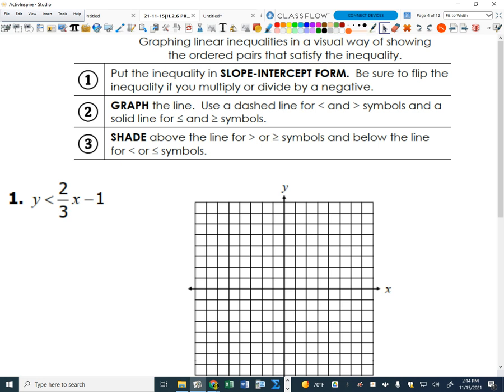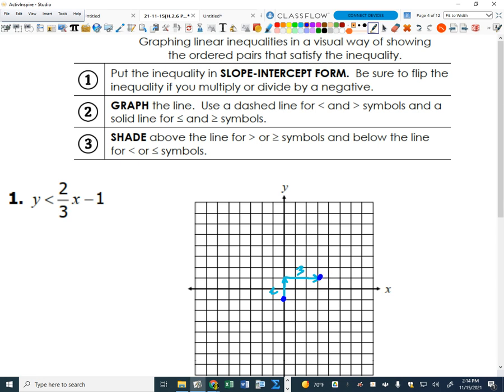What does that look like? How am I going to graph that thing? Where do I start? -1. Okay, good. We got a y-intercept of -1. And from there, rise 2 and run 3. Okay, good. So we're going to rise up by 2, we're going to run over by 3, and we get another point.